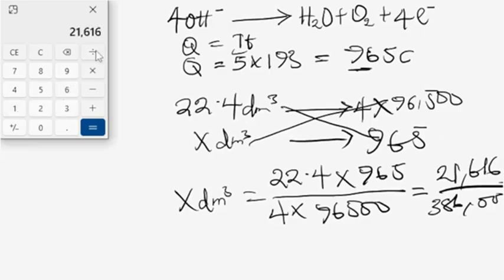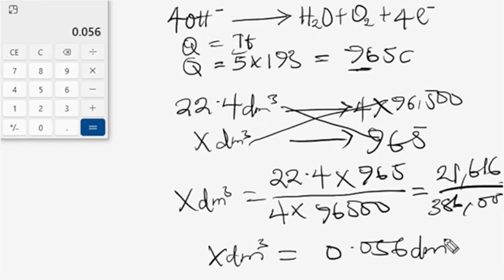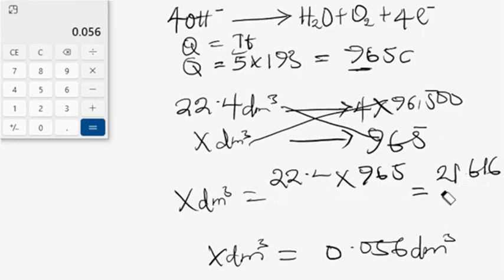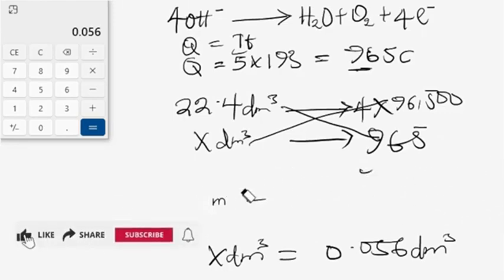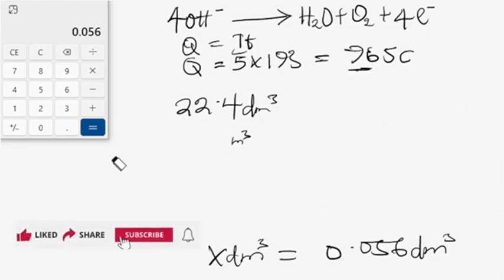21,616 over 386,000. So guys, x dm cube will give us 0.056 dm cube. But guys, notice that from the question they said we should find the volume in cm cube. So simply going to find the volume in cm cube here.